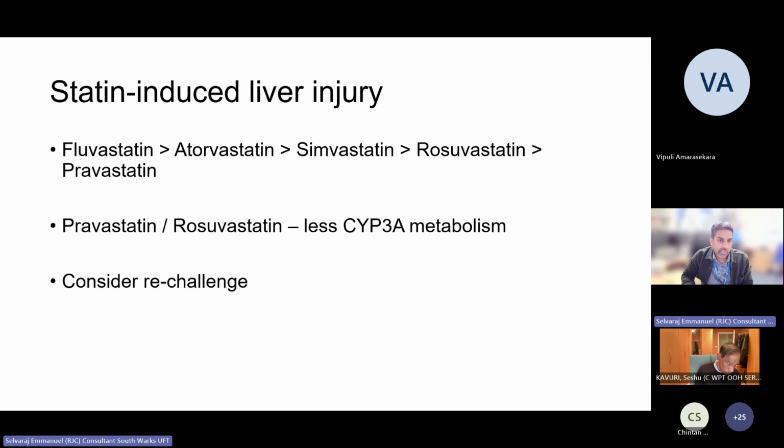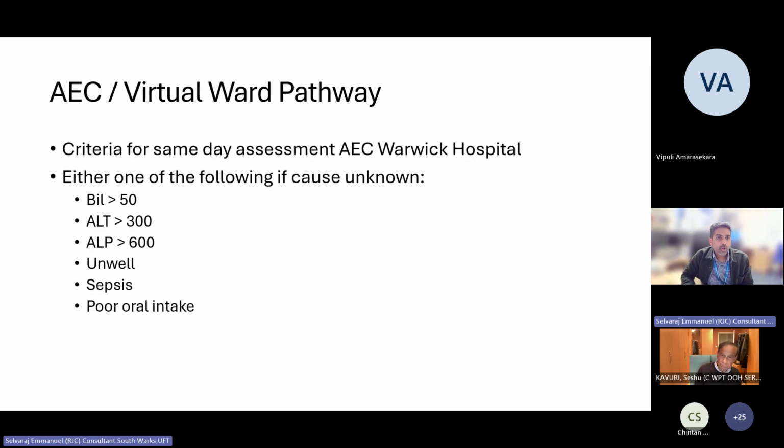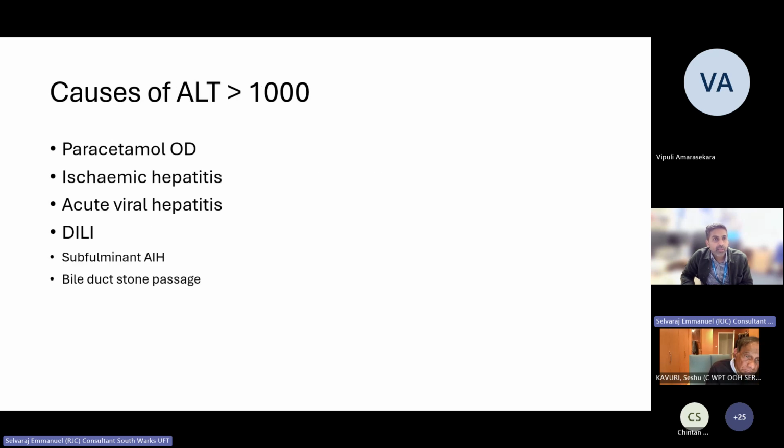I think the key thing is to work out whether the patient really needs a statin or whether there is an alternative. So finally, I'm going to finish off with some of the pathways that are available. If the patient meets any of the criteria I've listed there, that means we need to see them sooner rather than later. Then we would consider seeing them on a virtual ward pathway in Warwick, and I'll pick that up from a referral to the acute medicine team.